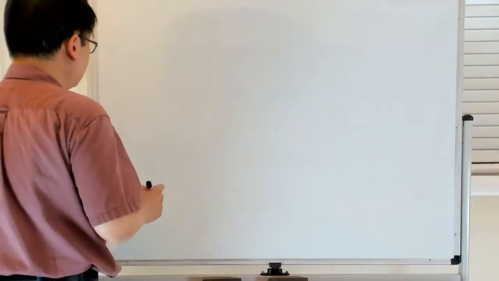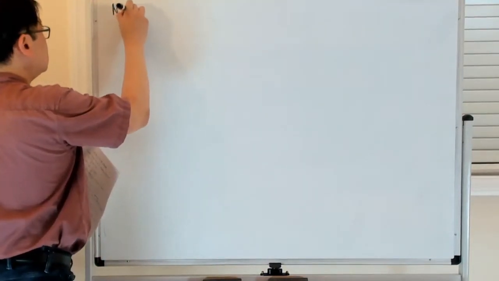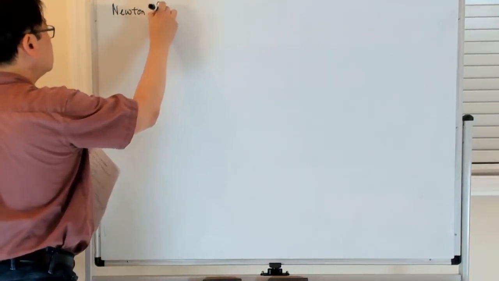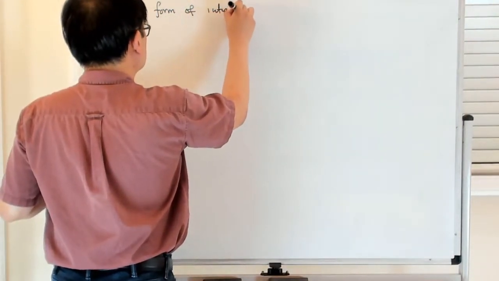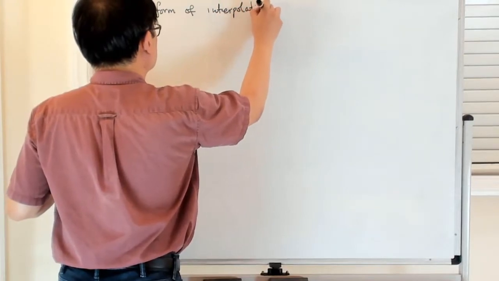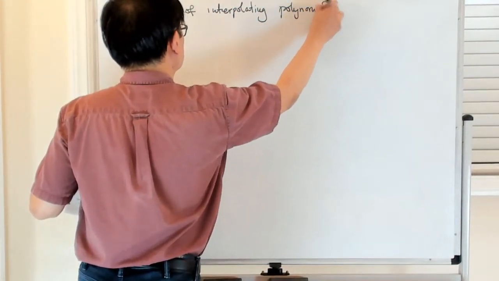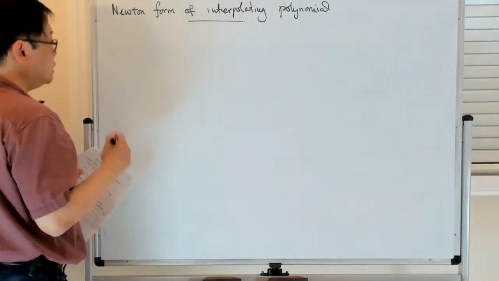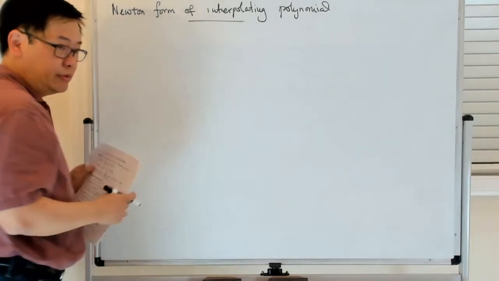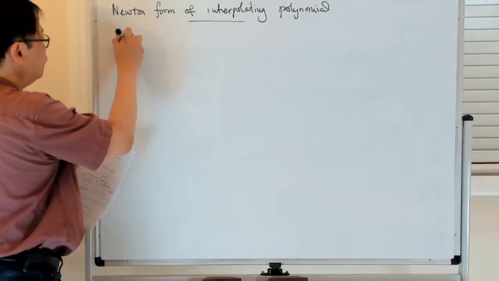All right, so now what we're going to do is to introduce what is called the Newton form of the interpolating polynomial. Okay, and so this is in contrast to the Lagrange form of the interpolating polynomial, which we first derived. So let me briefly recall that for you.